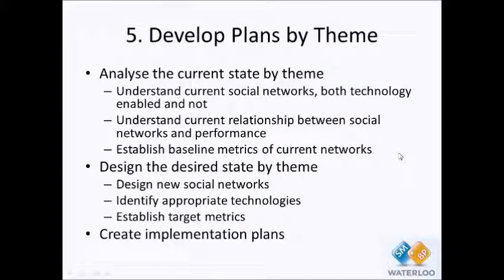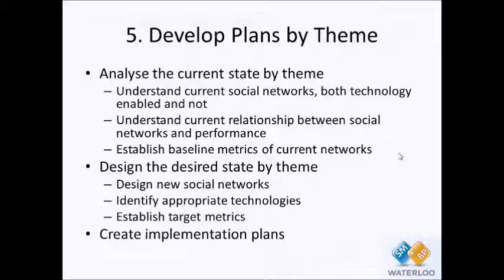The fifth area is the development of plans by theme across the organization. The way that this would be done would be, first of all, to analyze the current state by theme, understanding current social networks, whether those are technology enabled or not, basically understanding the relationships that exist now inside those themes, and using that as a basis to consider the application of social media. Understand the current relationship between social networks and performance, and establish baseline metrics for the current networks.